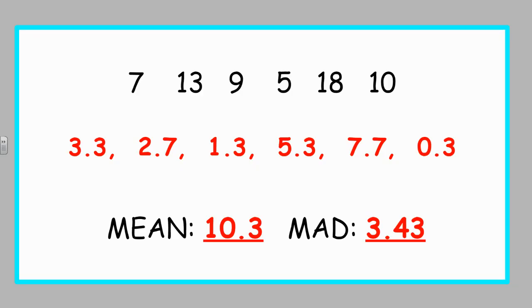Okay, we have the numbers 7, 13, 9, 5, 18, and 10. The mean between those numbers is 10.3. The deviations are listed on the screen. When I found the average of those deviations, I got 3.43. If you wanted to round to the nearest tenth, it would be 3.4.